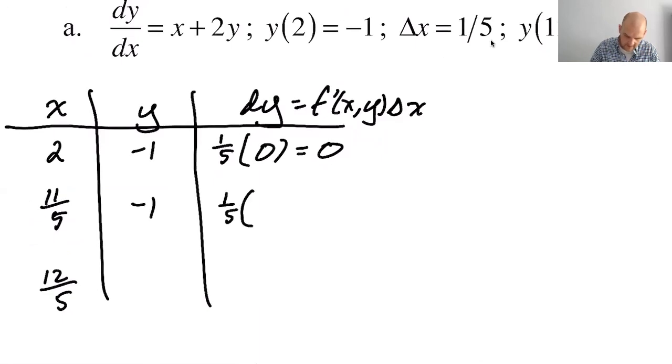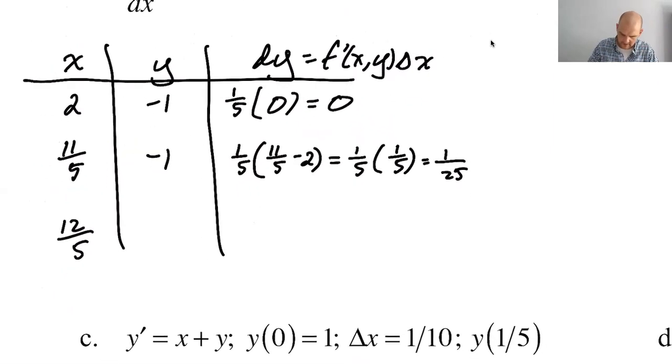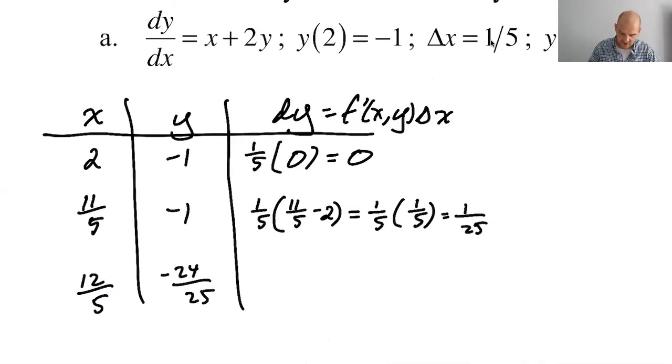So 1/5 times x, which is 11/5, and then minus 2. So that's 1/5 of negative 1/5. That's 1/25, maybe? I don't know. So then we should add these together, and that would give me negative 24/25. Nothing about that feels right, but I don't see an obvious mistake. So perhaps I made a not so obvious mistake.